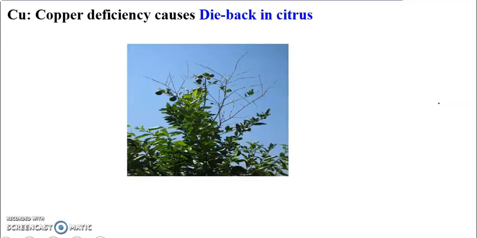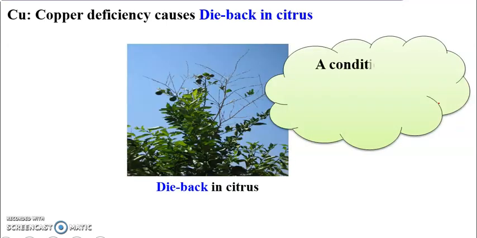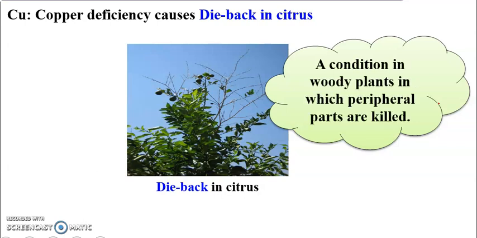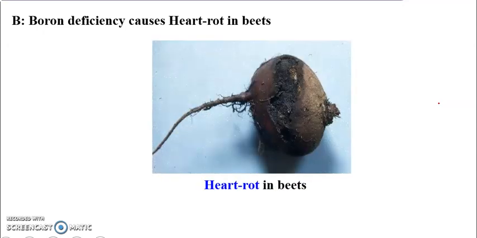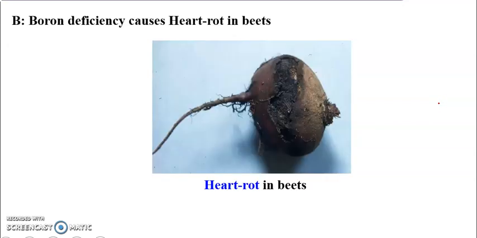Copper causes a disease called dieback of citrus. You can clearly see that condition where, in woody plants, the peripheral parts, that is the side parts of the lateral branches and the leaves, all get killed. So this is called dieback in citrus, which is seen in citrus varieties, and is due to copper deficiency. The third one is boron deficiency, which causes heart-rotten beets. As you can see there, in the middle of the beetroot, there is rotting happening. That is called heart-rotten beets, which is due to boron deficiency.